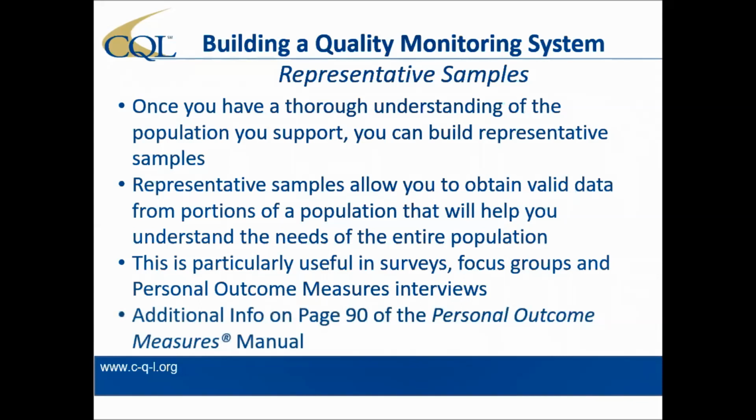So there is additional information on page 90 of the Personal Outcome Measures Manual. For those of you who are familiar with that, if you don't have a Personal Outcome Measures Manual, that is another resource that is available for free on our website. You can also order a hard copy of that, but that is also, if you look at our website and go under the Publications tab, you'll be able to find and download Personal Outcome Measures.